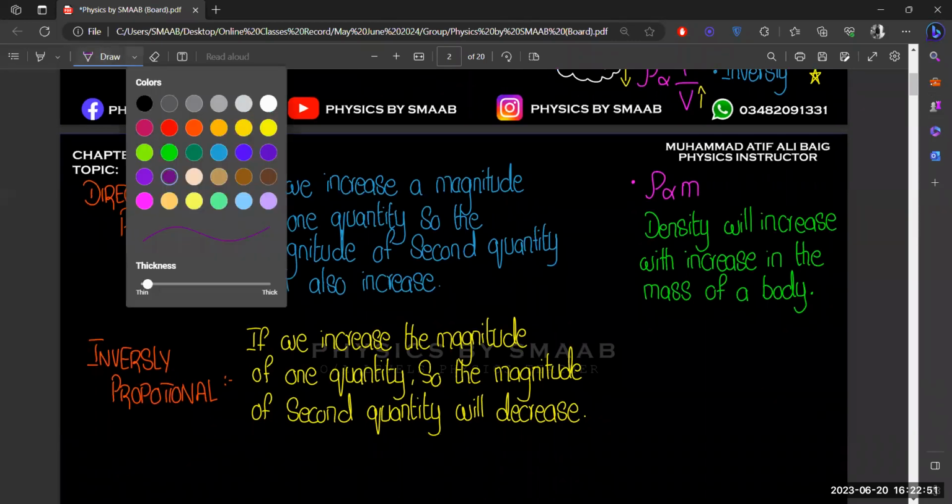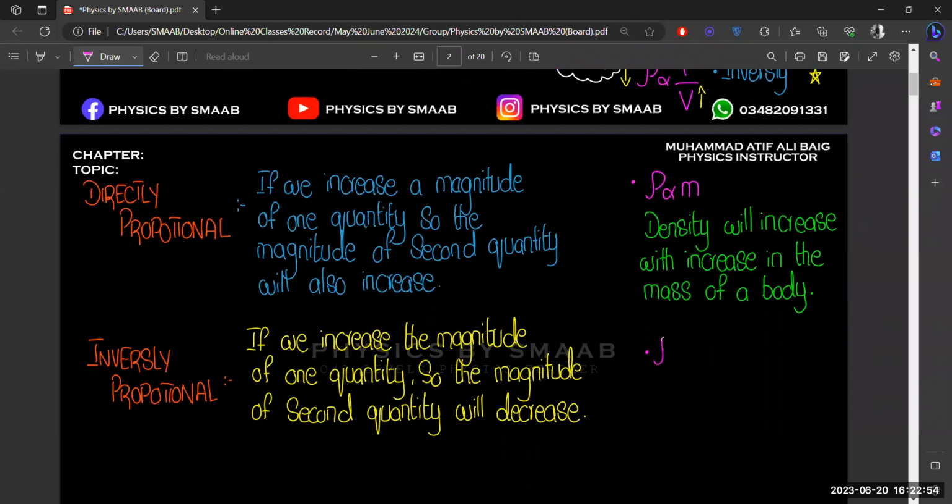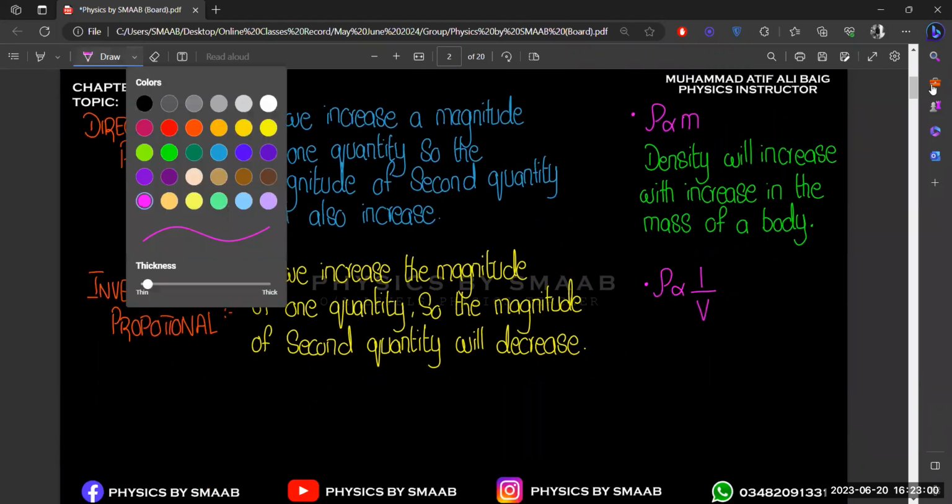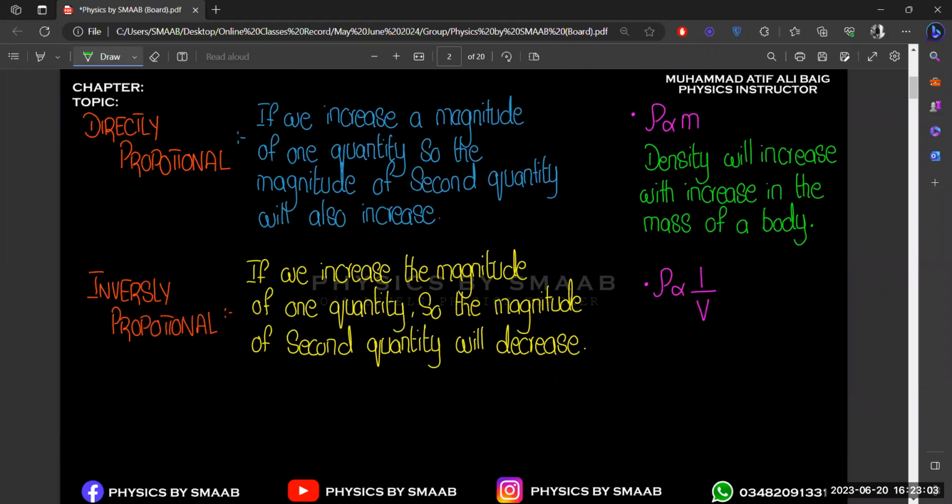And if we talk about the second quantity, that is inversely proportional, and that is volume. So we know that density is inversely proportional to volume, which means that density will decrease with increase in the volume of a body.